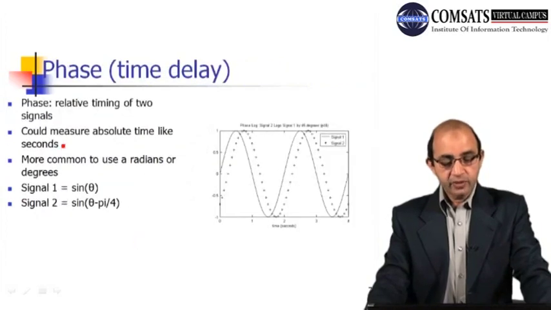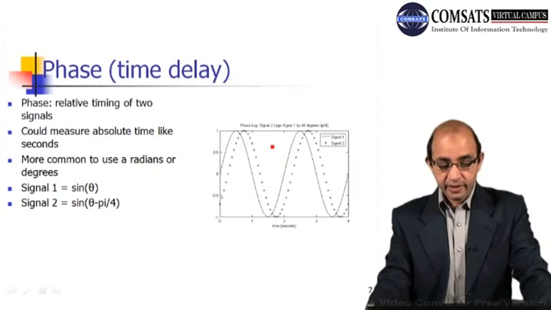We can calculate the absolute time in seconds, and here you can see the phase lag we will be showing. Signal 2 lags signal 1 by 45 degrees. Here you can see that this is the lag. Here we have 0 and this is the lag, right? This amount is the lagging and this is actually 45 degrees or pi by 4.